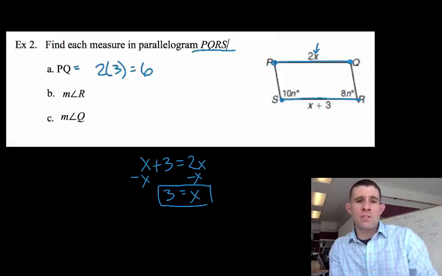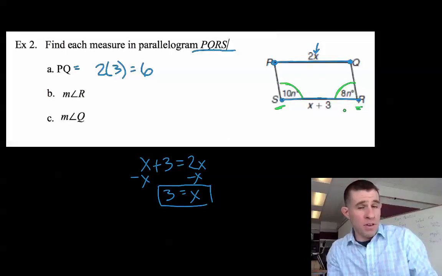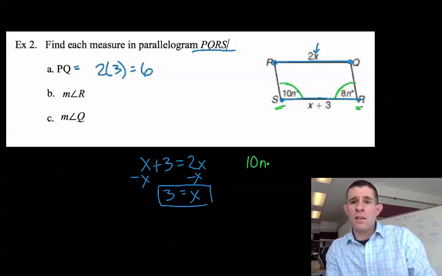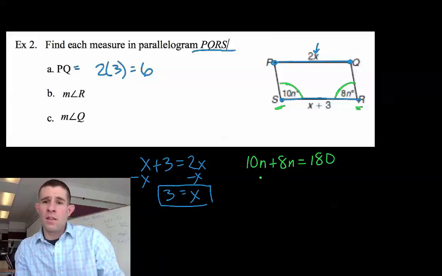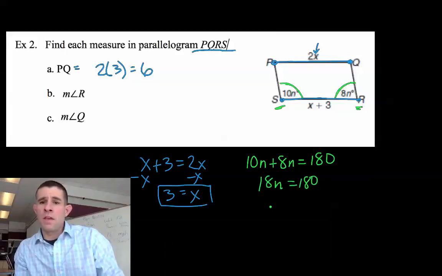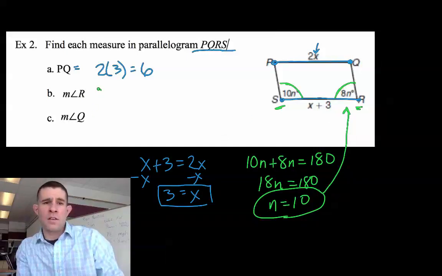Next, I'm asked to find the measure of angle R. The measure of angle R is down here in this lower right-hand corner, and I see that I'm also given the measure of angle S. Well, S and R are not opposite angles, making them congruent, but rather they're consecutive angles, making them supplementary. So I know angle S, which is 10n, plus angle R, which is 8n, must add up to equal 180 degrees. And therefore that's 18n equals 180, and n has a value of 10. Now I can take that value 10 and substitute it back in here for my expression, and R is 8 times 10, or in other words, 80 degrees.